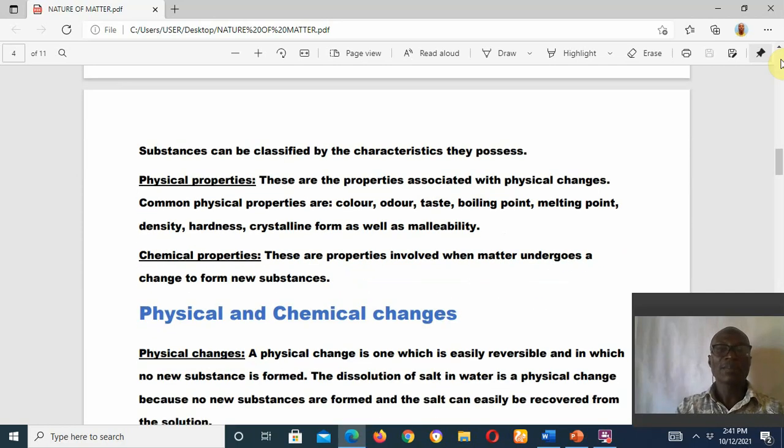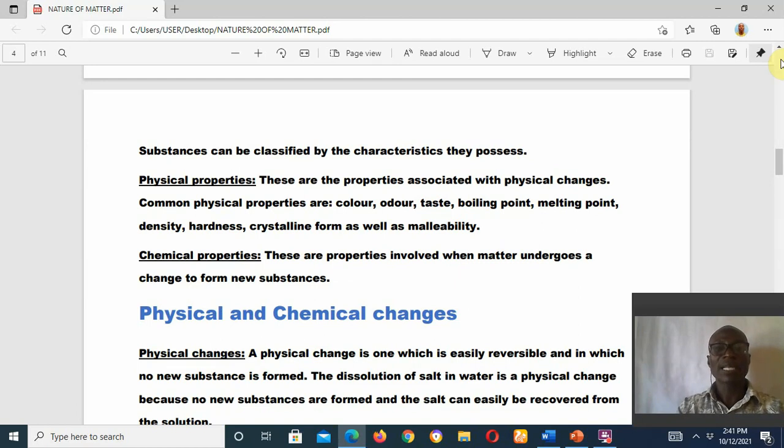Substances can be classified by the characteristics they possess. Physical properties. These are the properties associated with physical changes. Common physical properties are color, odor, taste, boiling point, melting point, density, hardness, crystalline form, as well as malleability. That is to say, physical properties are those properties that are associated with matter in their physical state.